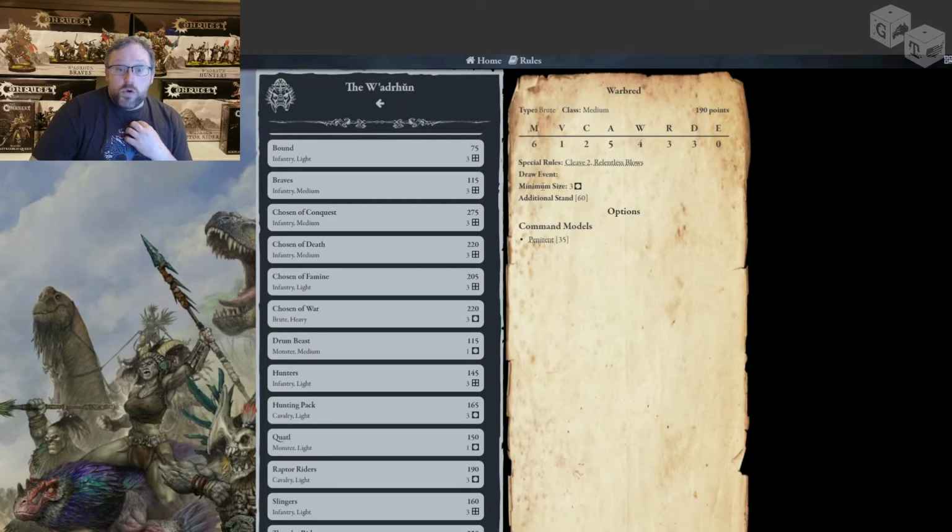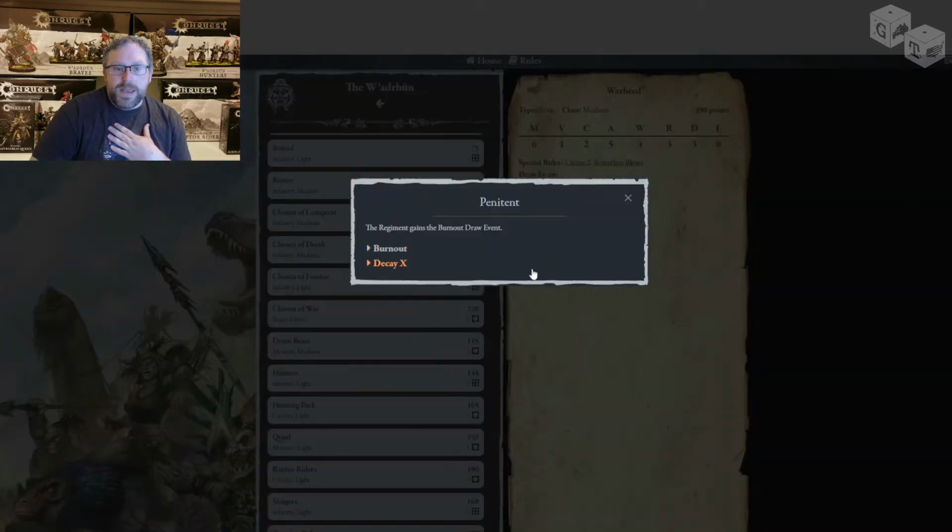No special drawing event for this. Additional stands are 60 points. You've only got 1 command option, which is a penitent for 35. Penitent.